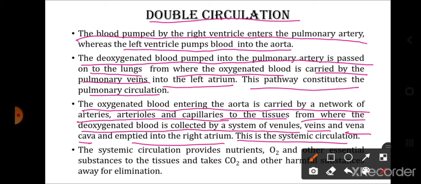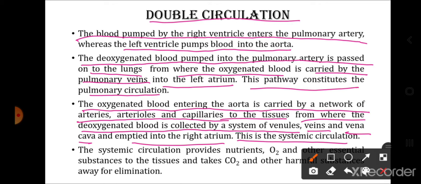So what happens? From the left ventricle, the oxygenated blood enters into the aorta. From the aorta arise arteries. The artery splits into arterioles and these arterioles split into capillaries. So these arteries, arterioles and capillaries carry oxygenated blood to the tissues. अभी tissues में वो oxygen use हो जाएगा. So now which type of blood will it be?